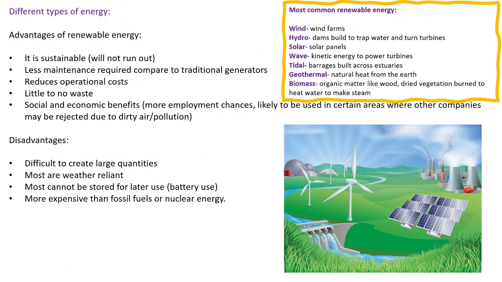So then we'll look at different types of energy. Obviously we talked about finite resources: oil, coal, gas. So the most common renewable energy sources we have are wind, from wind farms; hydro, which is dams built to trap water that then turn turbines; solar, from solar panels, and quite a few people are getting solar panels on their houses now; wave power, which is kinetic energy to power turbines; and tidal, where they've built barrages across estuaries, again using kinetic energy to move turbines.